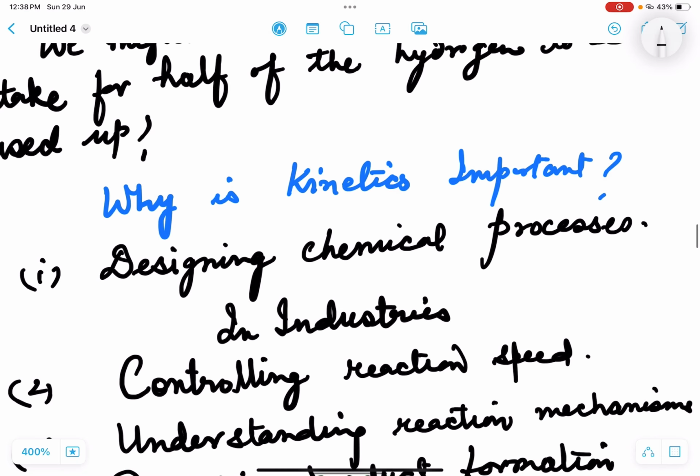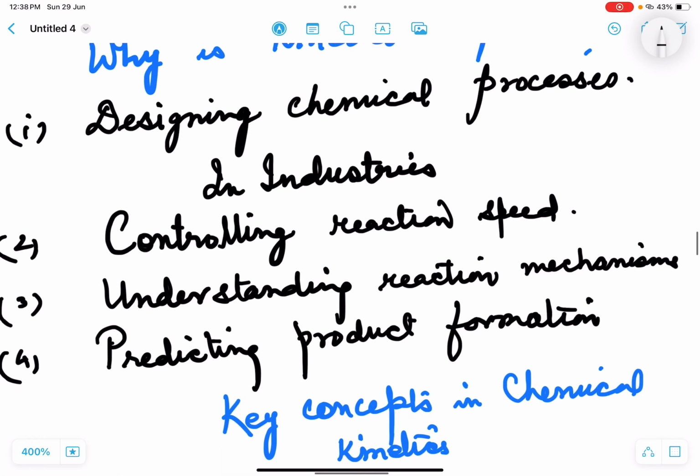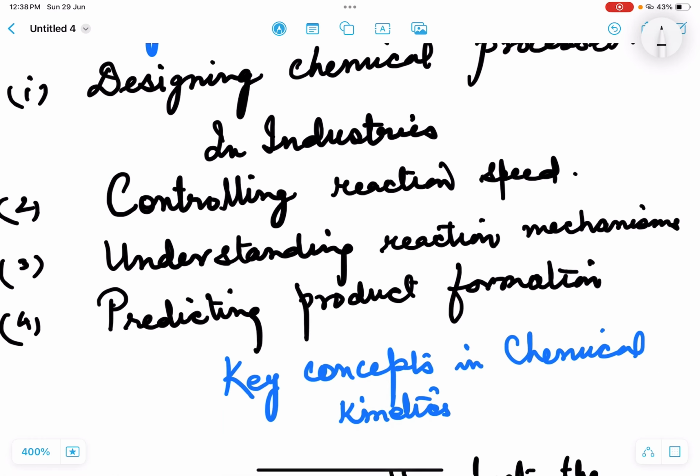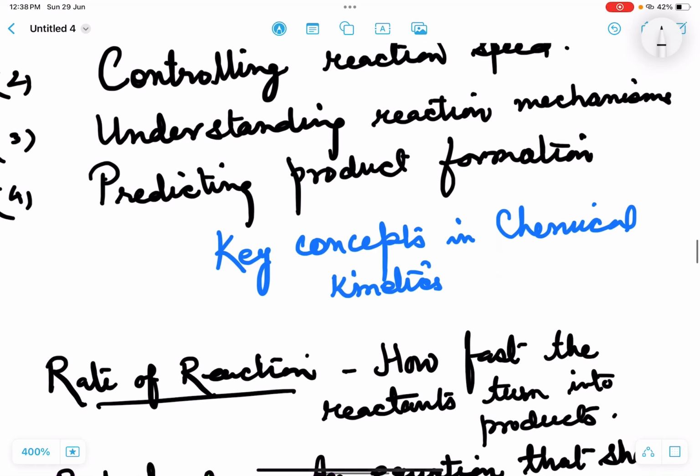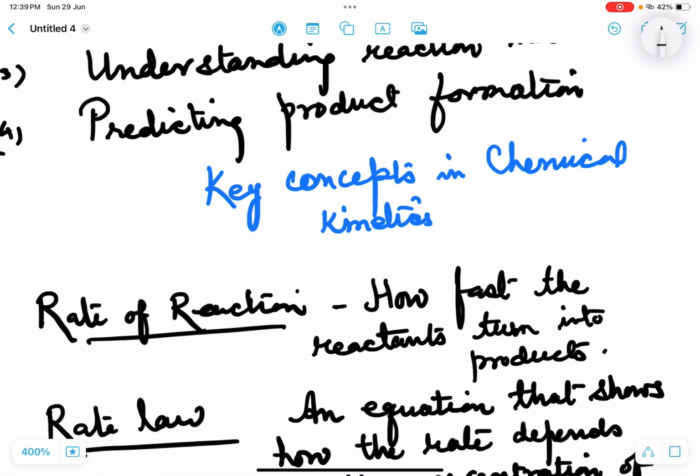For designing the chemical processes in industries, we need chemical kinetics. For controlling the reaction, the speed of the reaction, we need to know about chemical kinetics. Next is understanding reaction mechanisms. We need knowledge of chemical kinetics. Then predicting product formation. How long will it take to form a product? We should know the chemical kinetics of a reaction.